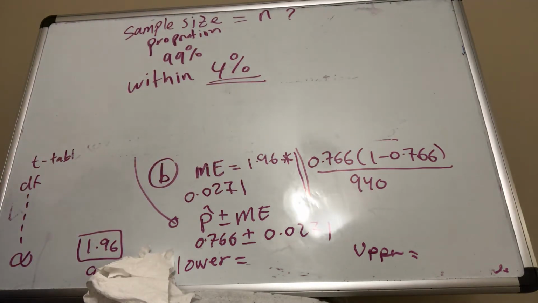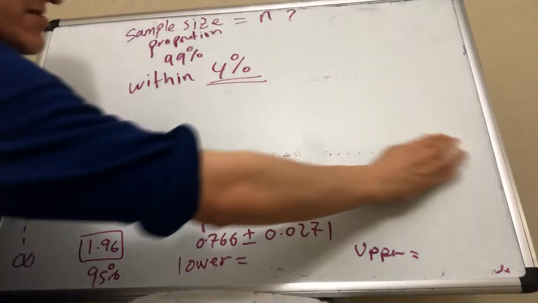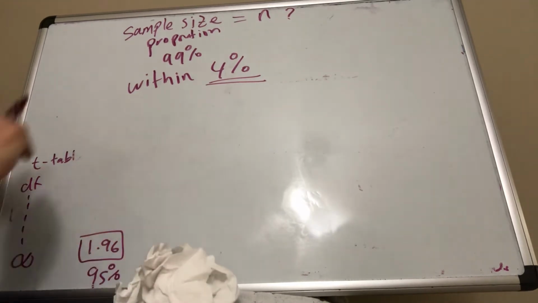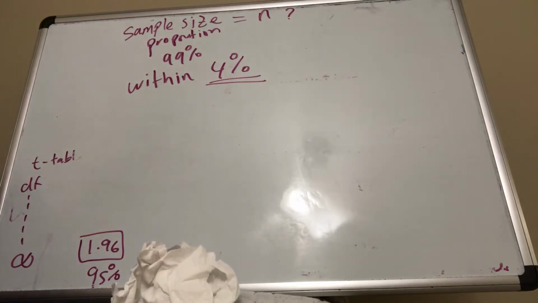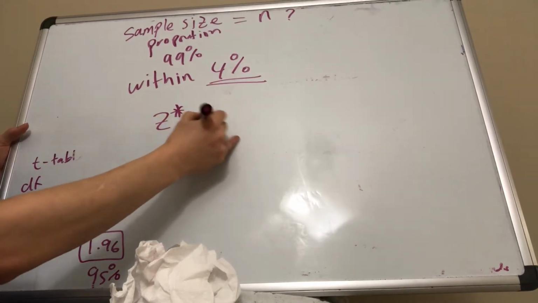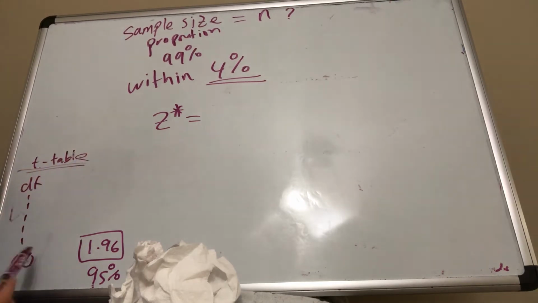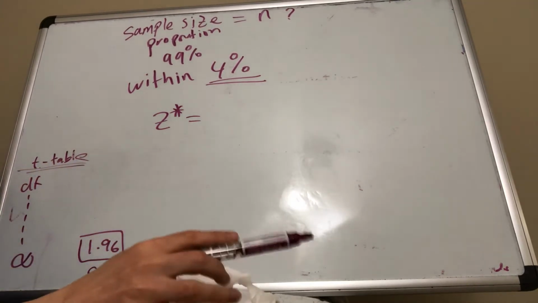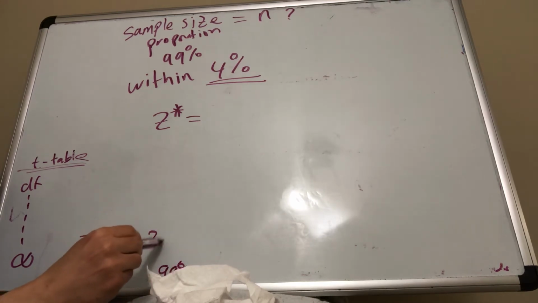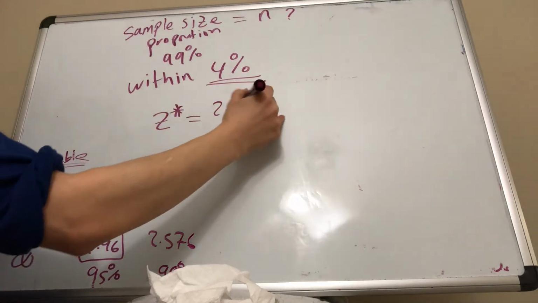What's the sample size? Okay, now I'll tell you how to do this, but they divided this into steps, which is not bad. The first question is, what's your critical value? Critical value would be your Z star. So again, you get it from the t-table, you go to the infinity, but this time it's the number that goes with 99%, 2.576. So your critical value is 2.576.